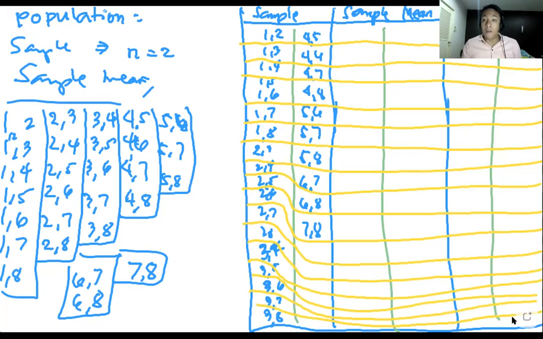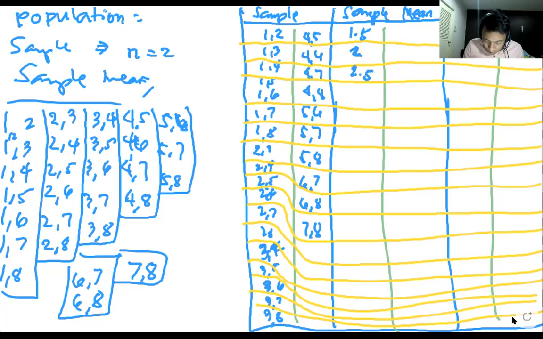So let us find the sample mean of each pair. 1 and 2, that's 1 plus 2, that's 3 divided by 2 is 1.5. And then 1 plus 3, that's 4, divided by 2 is 2. Then 1 plus 4 is 5, that's 2.5.